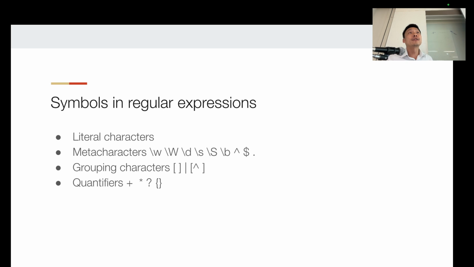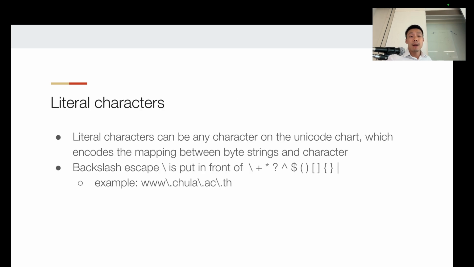Okay, so regular expressions are quite compact because they only use symbols strung together. There are 4 types: literal characters, meta characters, grouping characters, and quantifiers. First, literal characters. It's basically just the character itself. A is an A, B is a B, gõ gai is a gõ gai. These are literal characters, so anything on your Unicode chart, which means any language, including emoji.